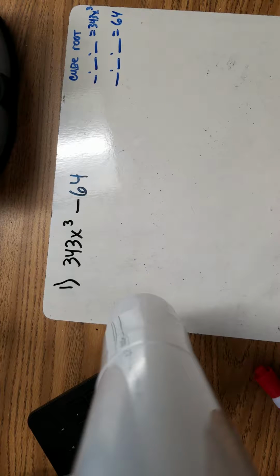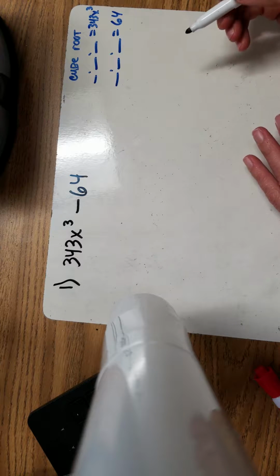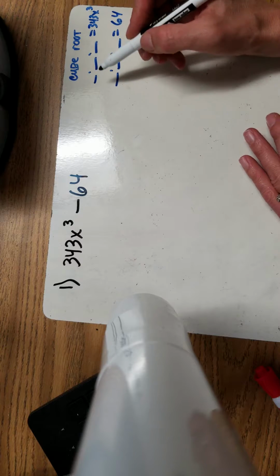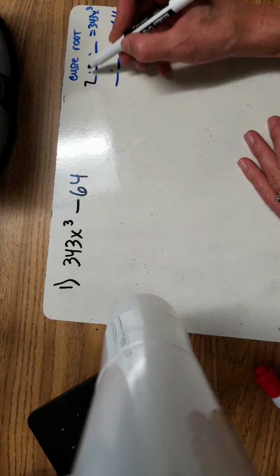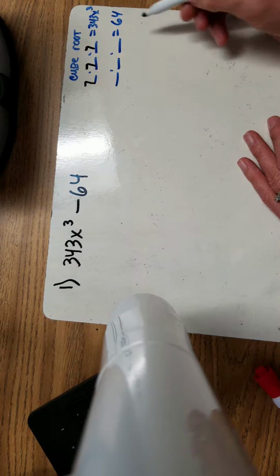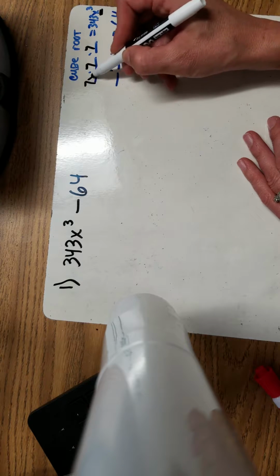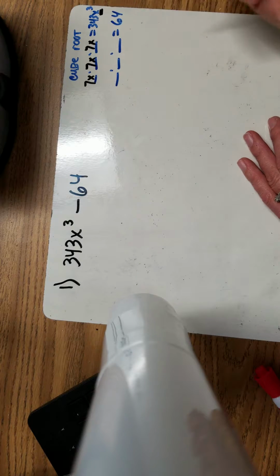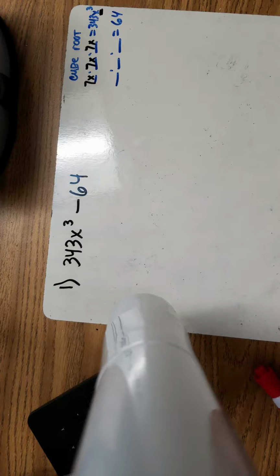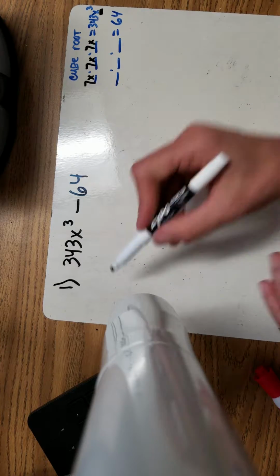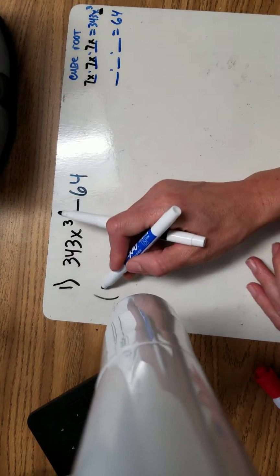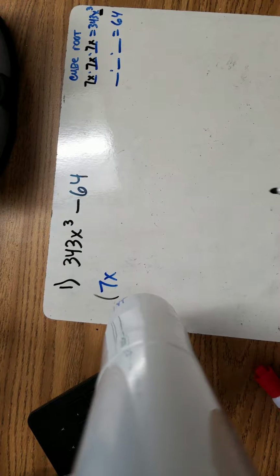So you can go play around with that list of numbers that you were given in the beginning of class. But you'll find that 343 is 7 times 7 times 7. And then x to the third is x times x times x. So the cube root of that first term is 7x. So 7x is the first term.